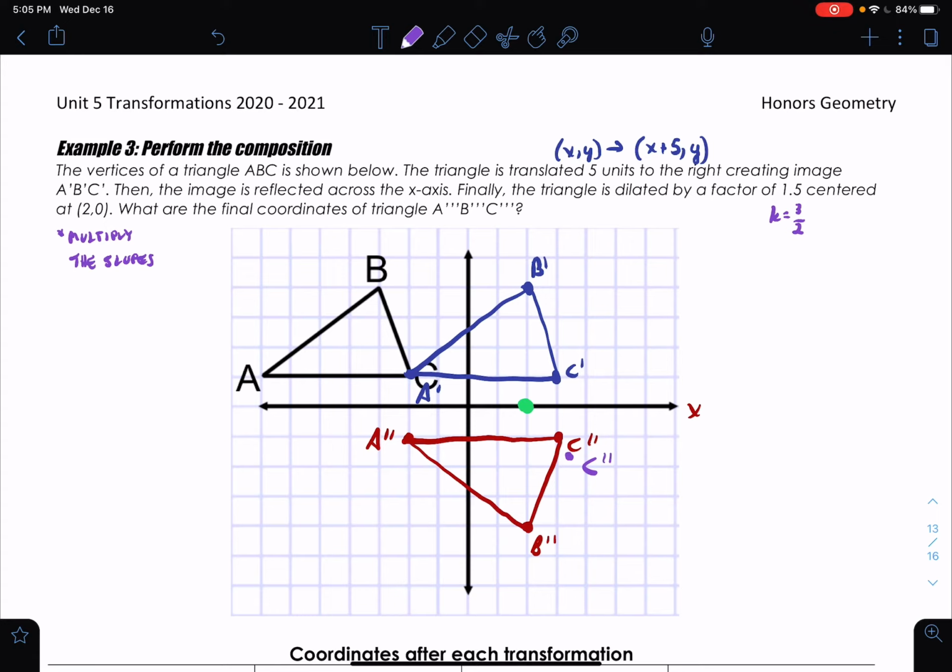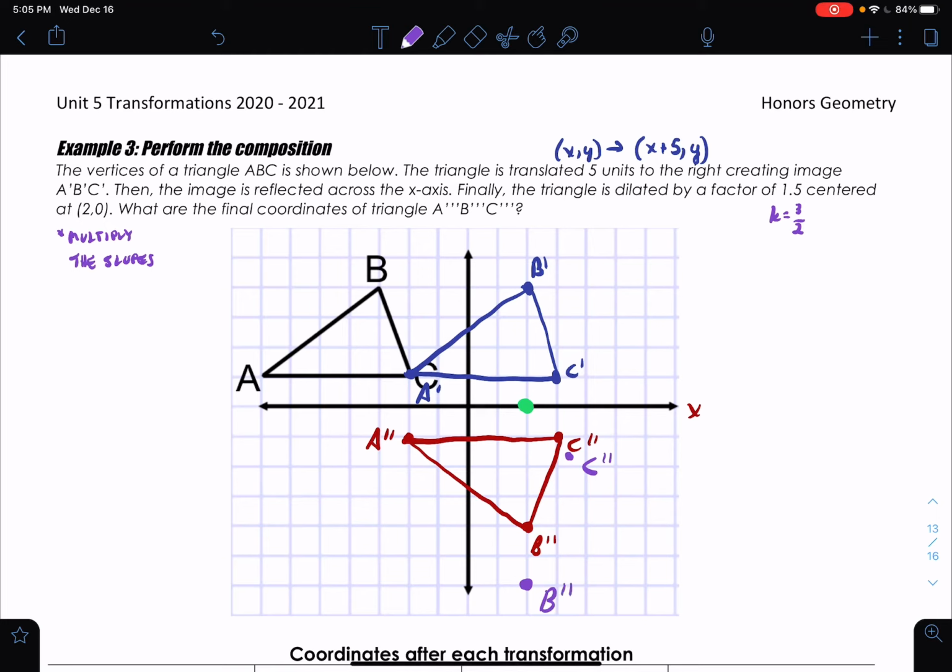To get to B double prime from my center of dilation, I go down 1, 2, 3, 4. Well, what's 4 times 1.5? So instead of going down 4, I'm going to go down 6. So there's B double prime.